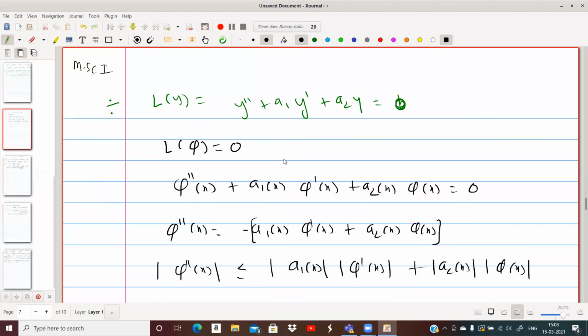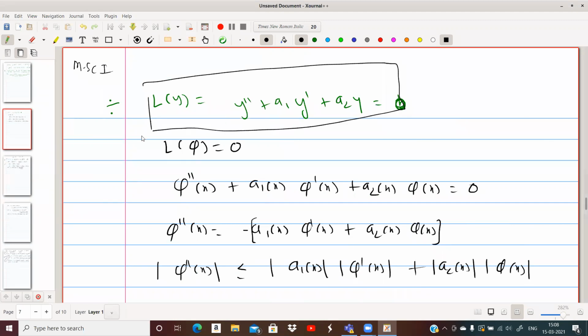So you are taking the differential equation of second order. We have to generalize it for n order. N order takes laborious work. That's why I have chosen second order. For n order you can make a similar statement. If phi is a solution of this linear differential equation, then phi must satisfy it, and after satisfaction you get this inequality.